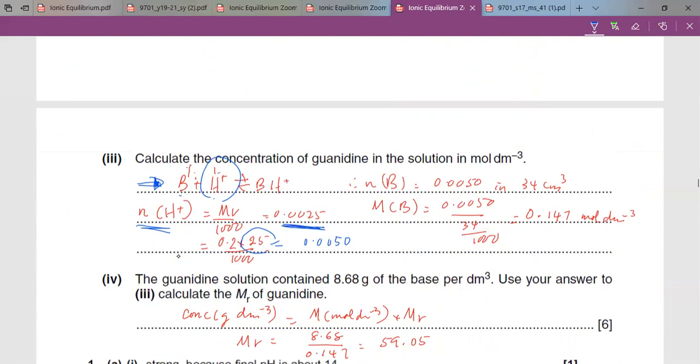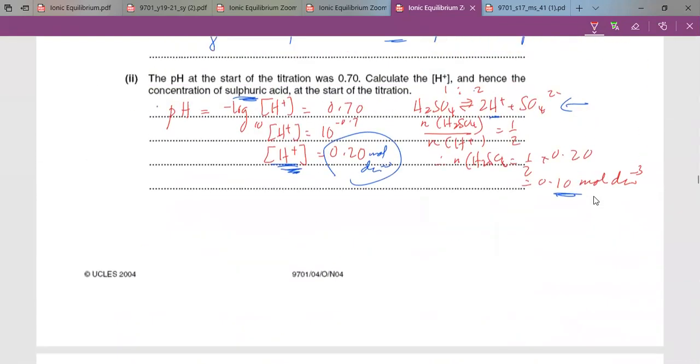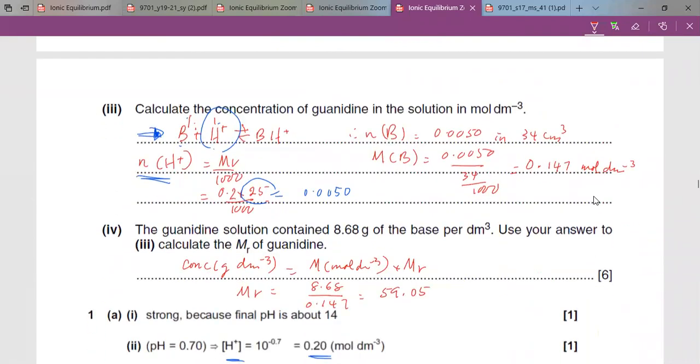So 1 mole to 1 mole, that means the number of moles of your... Hold on a minute, something is missing here. Stop first. Okay, I may have missed it earlier, but this is correct, though I put something stupid here. So 0.2, because the molarity of H+ is 0.2, times the volume 25 over 1,000, this is 0.005. It means the number of moles of H+ equals the number of moles of guanidine.